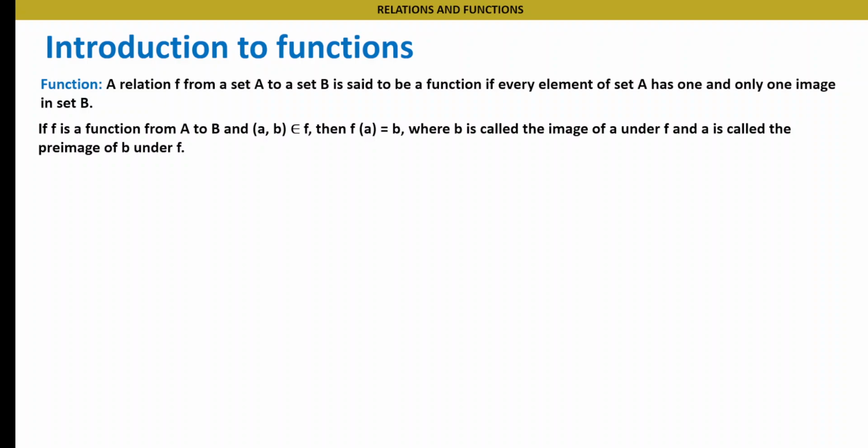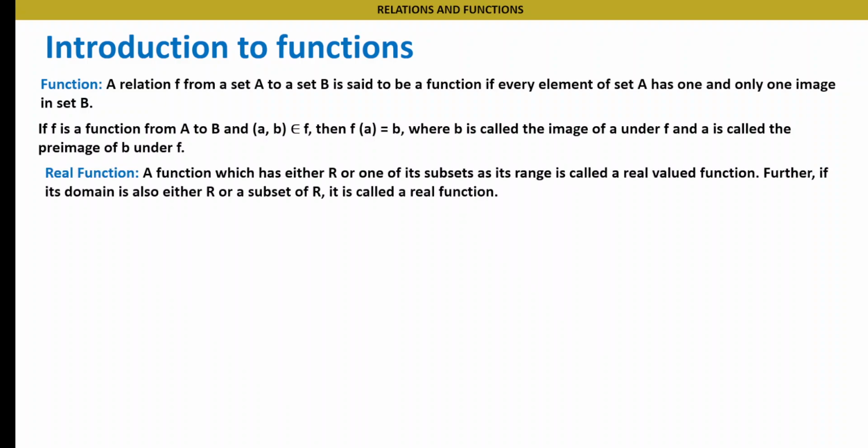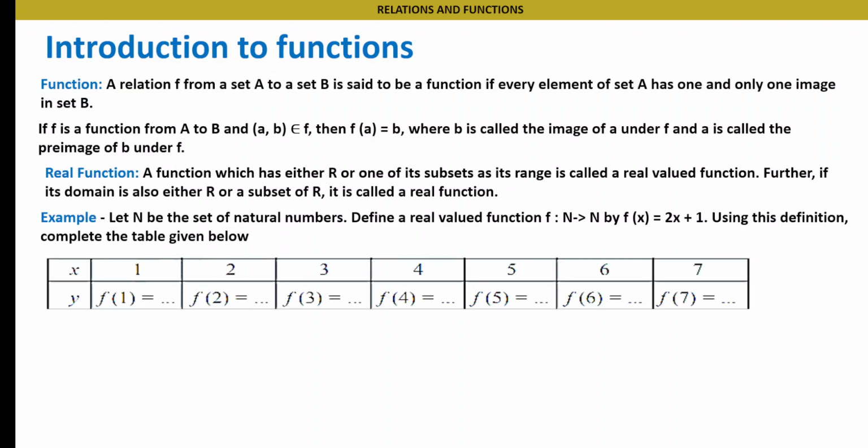If f is a function from A to B and (a, b) belongs to f, then f of a equals b, where b is called the image of a under f and a is called the pre-image of b under f. What is a real function? A function which has either R or one of its subsets as a range is called a real valued function. Further, if its domain is also either R or a subset of R, it is called a real function.